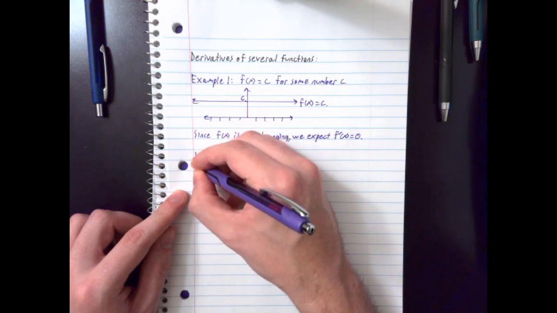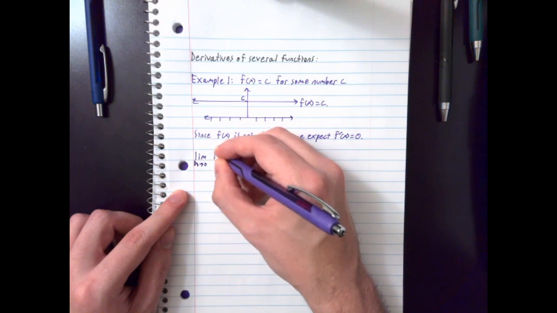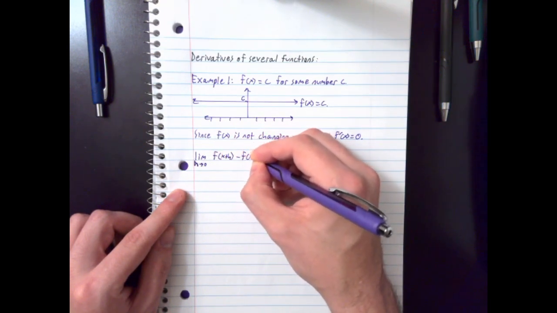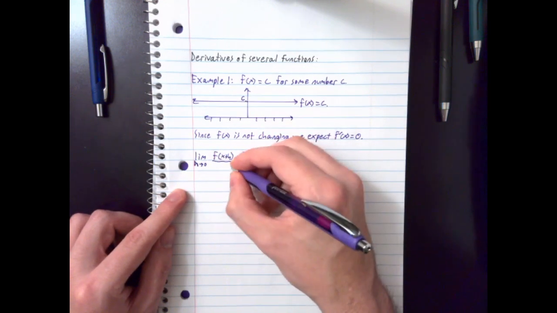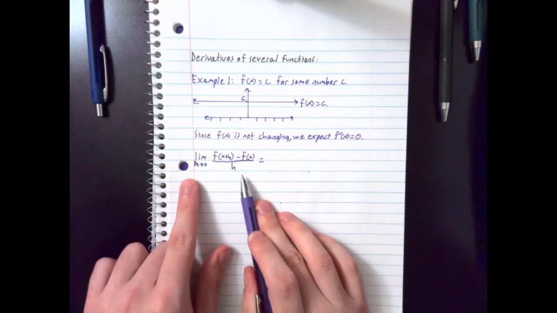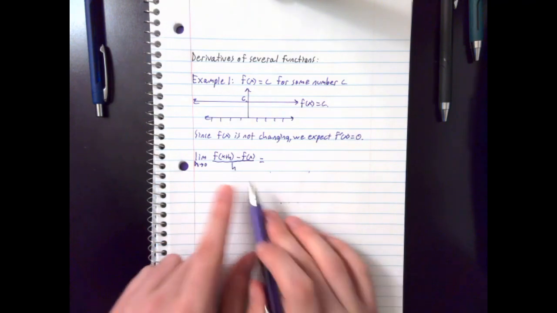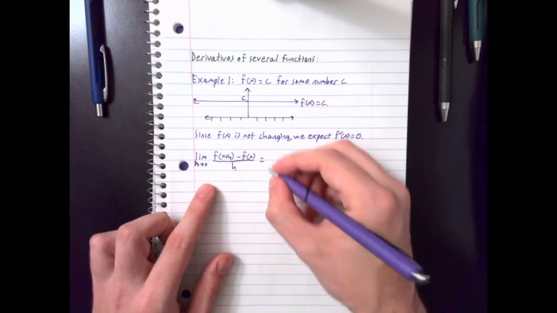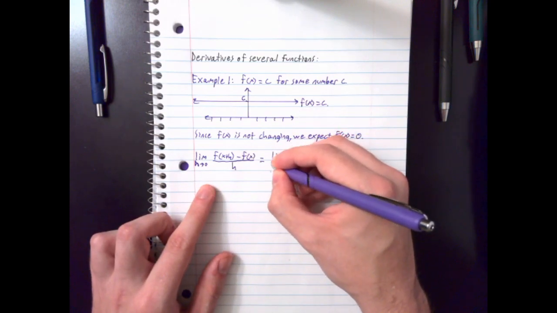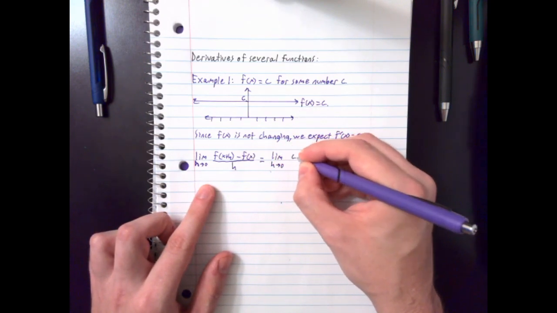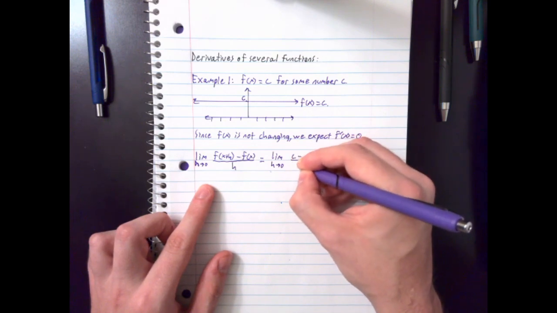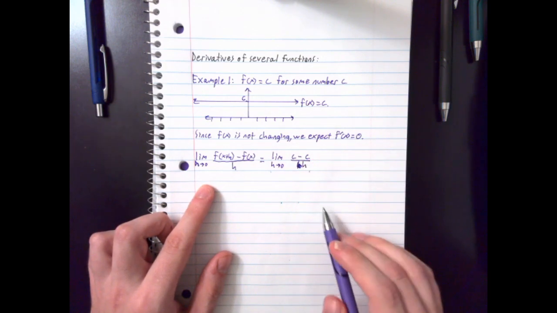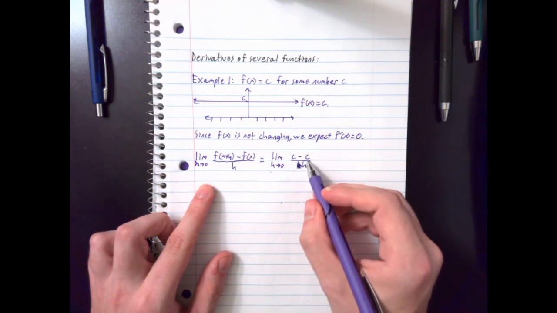So the limit as h goes to 0 of f of x plus h minus f of x over h. So there's my limit definition, and then if I put in what f of x is, well, f of x is c for any value of x. So this is the limit as h goes to 0 of c minus c over h. And c minus c is just 0.